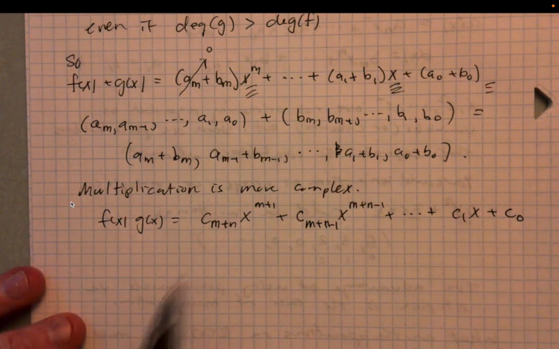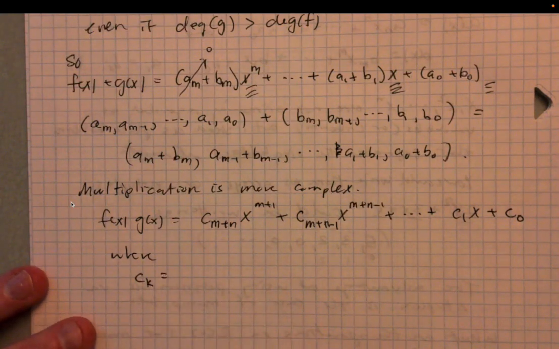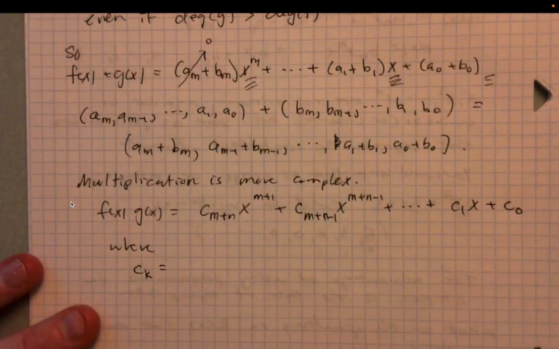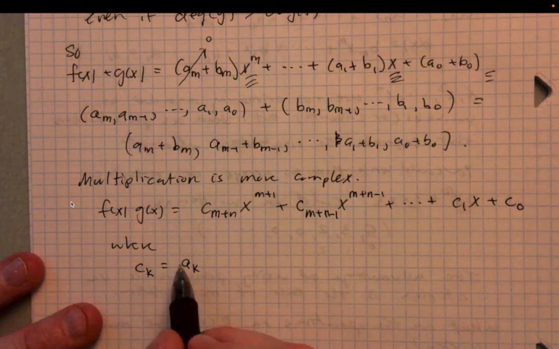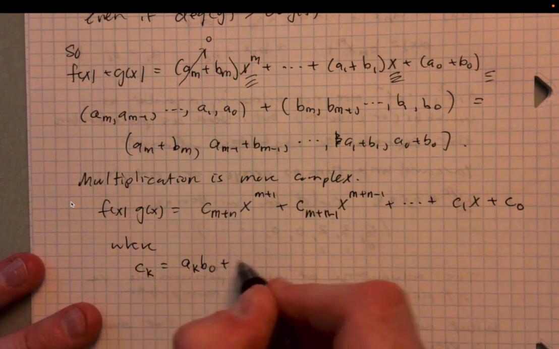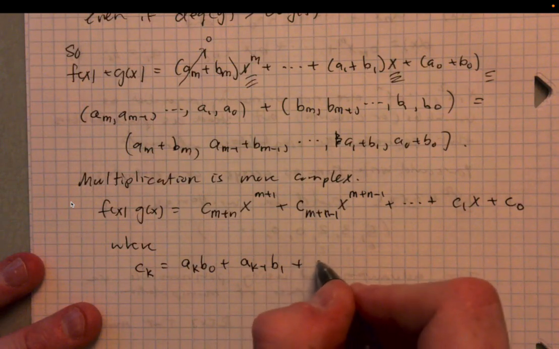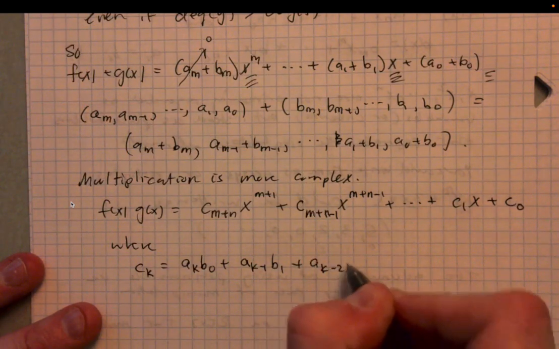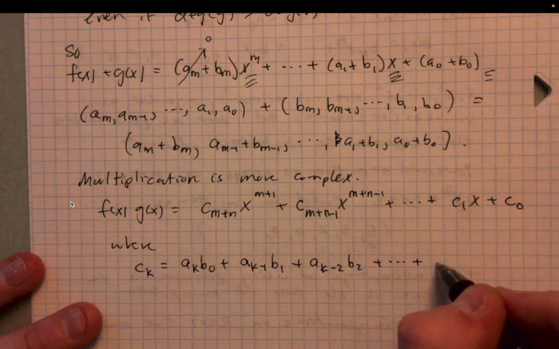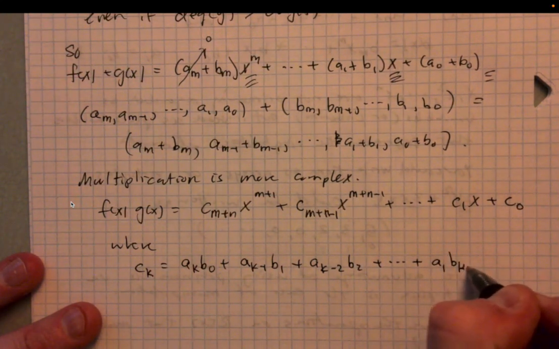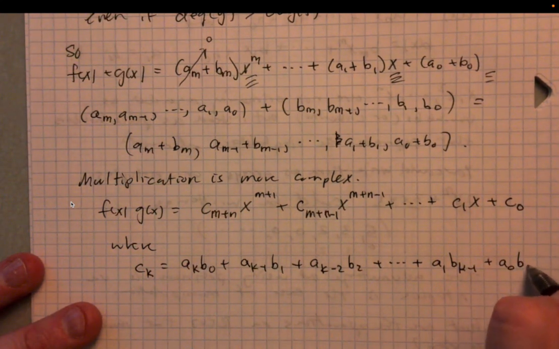Now, what are all these c's? Well, c_k denotes this linear combination here: a_k times b_0 plus a_{k-1} b_1 plus a_{k-2} b_2 plus ... plus a_1 b_{k-1} plus a_0 times b_k.